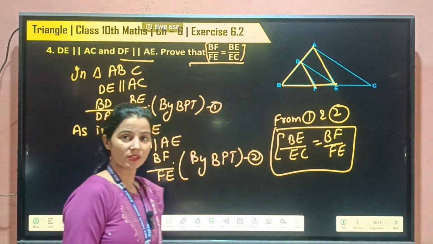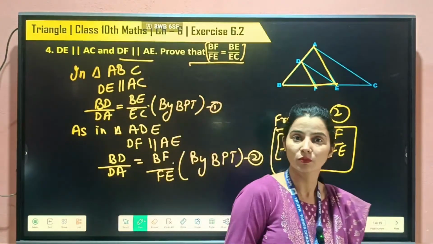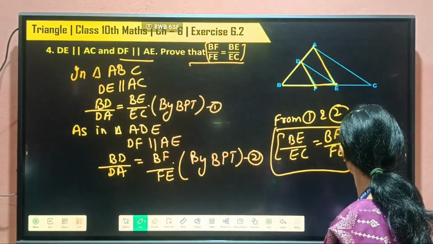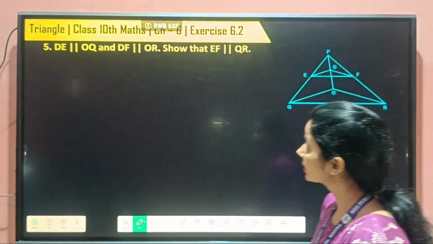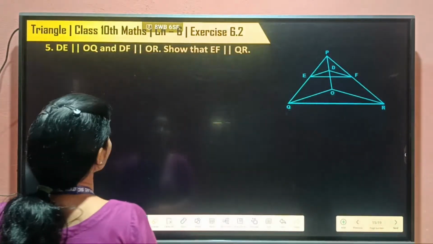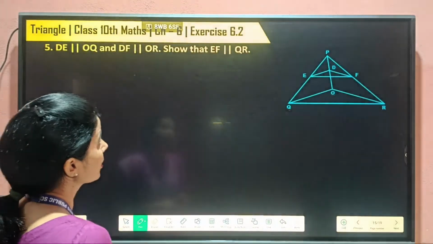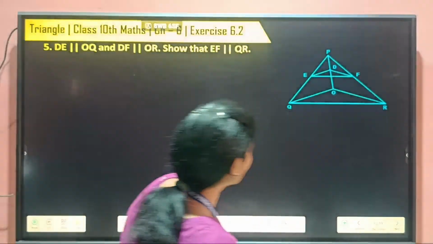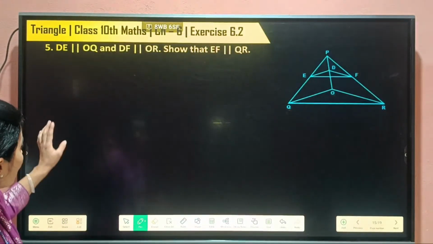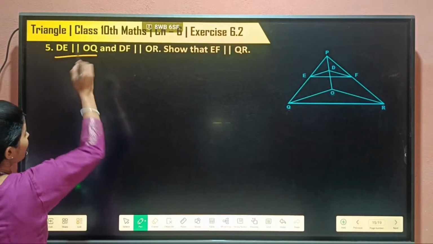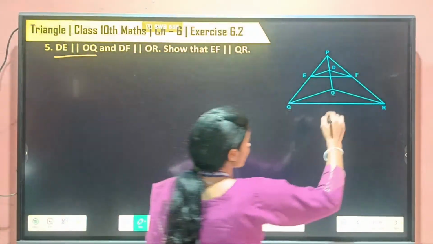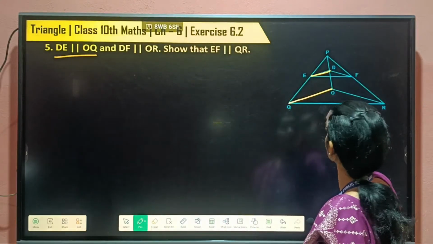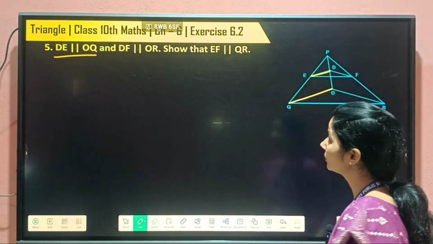So using BPT, you can prove them easily. Before doing this exercise, it is necessary that you know about BPT and its converse. Question number 5. This DE is parallel to OQ and DF is parallel to OR. Show that EF is parallel to QR. Let us discuss one by one which line is parallel to which. This DE is parallel to OQ.